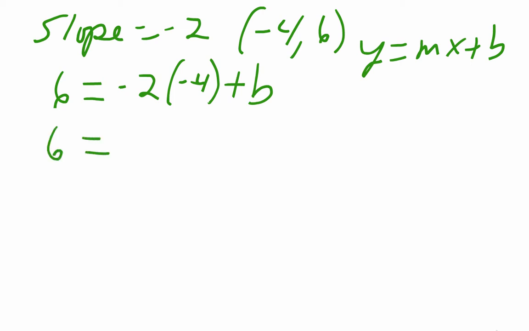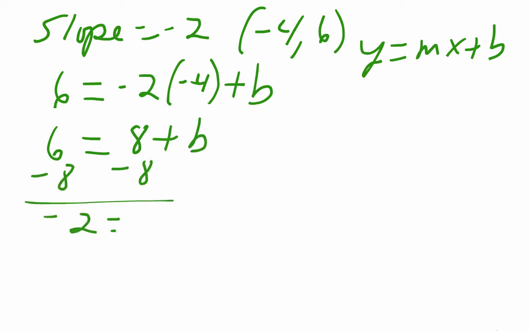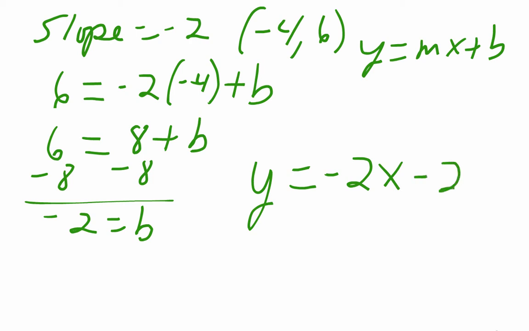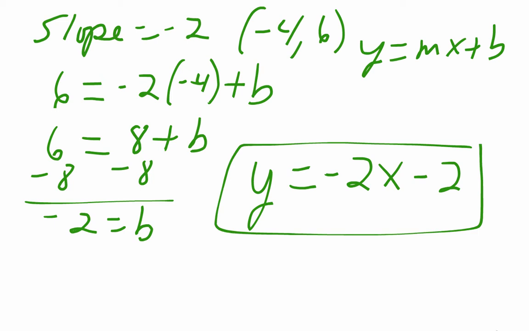So I have 6 equals negative 2 times negative 4, which is 8, plus b. Subtract 8, so I have negative 2 equals b, which is my y-intercept. So now I have all the information I need. So I'd write y equals, my slope is negative 2 from the beginning, x, and my y-intercept is negative 2, or minus 2. So there would be my equation of the line.